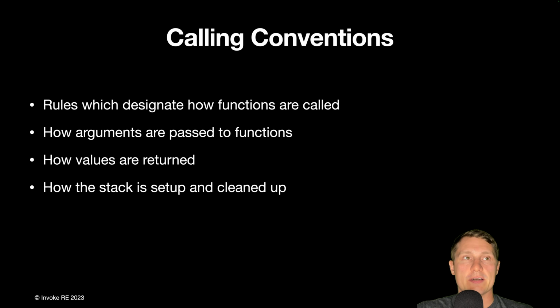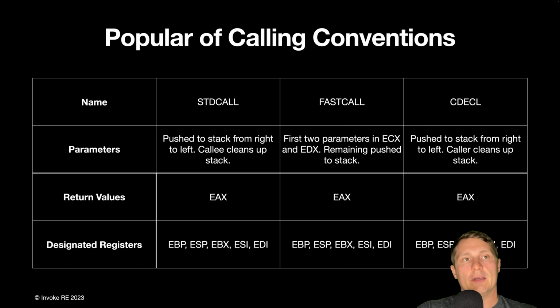Calling conventions are a set of rules used to designate how functions are called during a program's execution. They specify how arguments are passed to called functions, and they specify how values are returned from called functions. Here are a number of popular calling conventions, including standard call, fast call, and C declaration. The core differences between calling conventions include how parameters are passed, how values are returned, and what registers are designated for use by calling conventions during its operation.